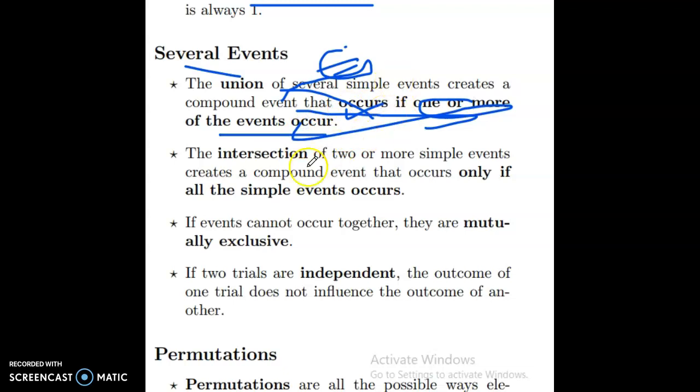Several events. The intersection of two or more simple events creates a compound event that occurs only if all the simple events occur.